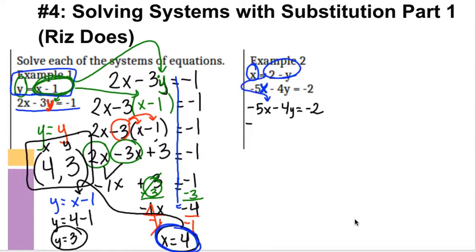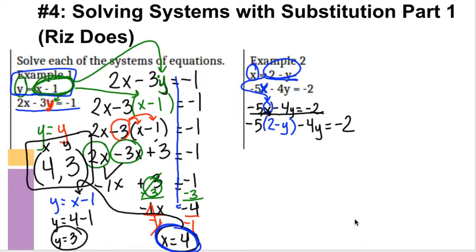So I'm going to write negative 5, parentheses, remember because we're doing multiplication, 2 minus y, minus 4y, just copying over here, equals negative 2. Just copying this down, but instead of the x, I'm writing what x is equal to, which is 2 minus y. So now I can distribute and start solving.